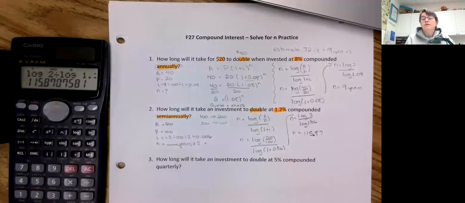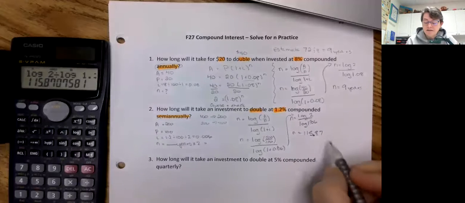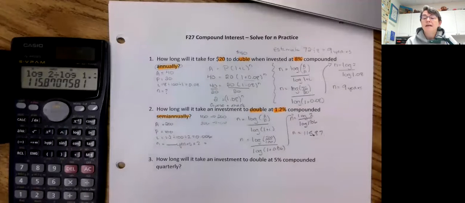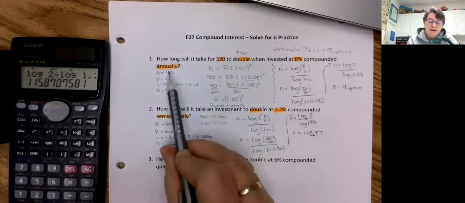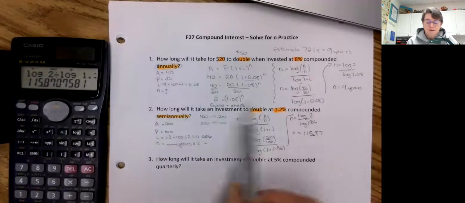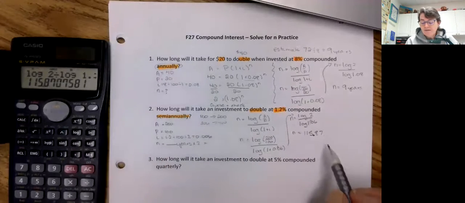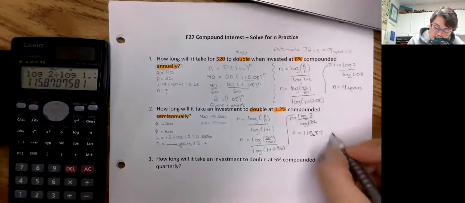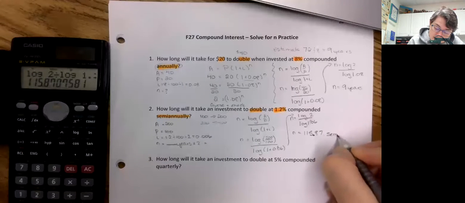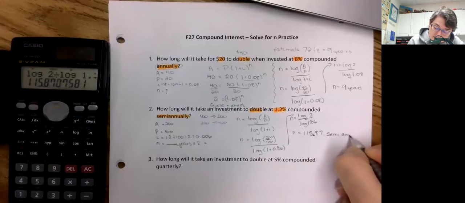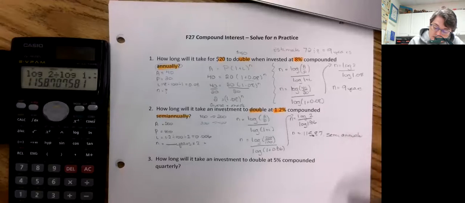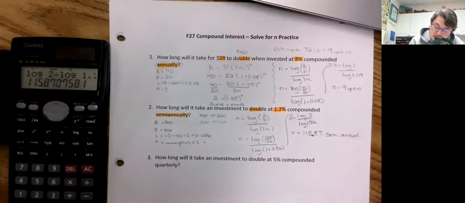Here's one of the other tricks when you're solving for this. Whatever answer you get here, that's in time periods. So in the last one, I didn't have to say anything. It was in years. But this is 115.87 semi-annual time periods.